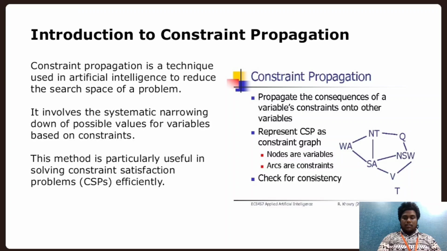Constraint propagation: propagating the consequences of a variable's constraint onto other variables. Represent the CSP as a constraint graph. Nodes are variables, arcs are constraints. Check for consistency. You look at the diagram.